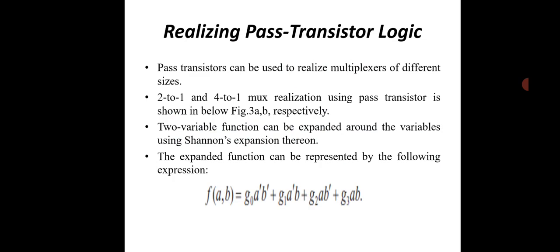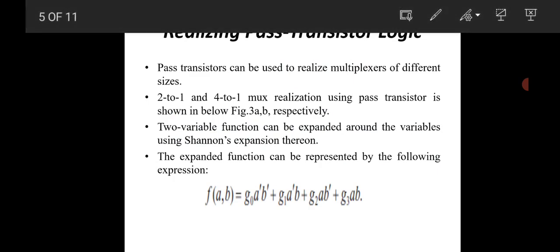Pass transistor logic can be used to realize multiplexers of different types, like a 2x1 multiplexer and a 4x1 mux. The realization can be done with the help of the pass transistor logic family. Moreover, two variable functions also can be realized with the help of the MOS transistor family. So this two variable function can be expressed as one function, f of a comma b. This can be accomplished with the help of the Shannon expansion theorem.